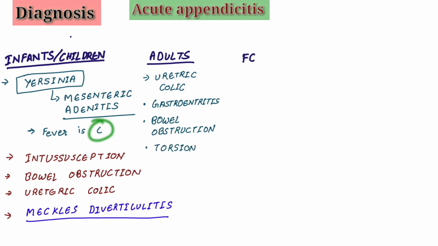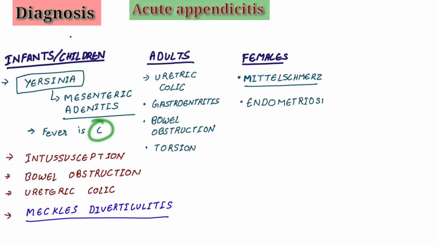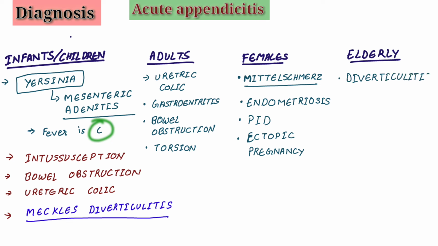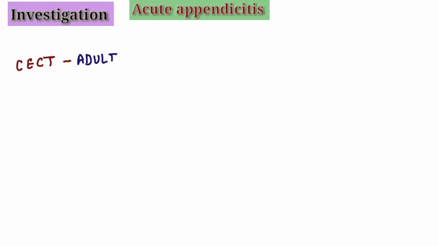In adult females we can see Mittelschmerz, which is mid-cycle ovulatory pain. We can see endometriosis, pelvic inflammatory disease and ectopic pregnancy can also be seen. In elderly patients you can see diverticulitis, ureteric colic and obstruction. Investigation of choice to confirm the diagnosis: CECT in adults, and USG in children.